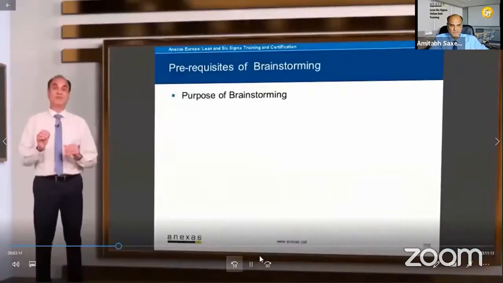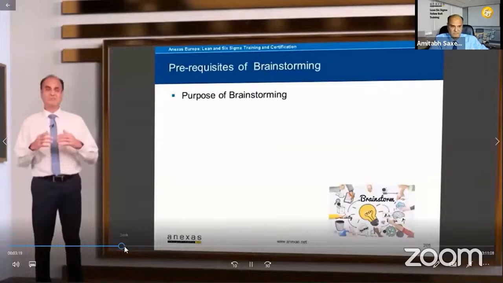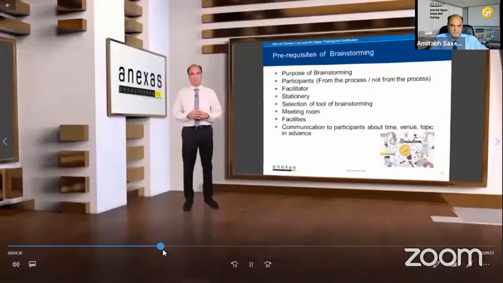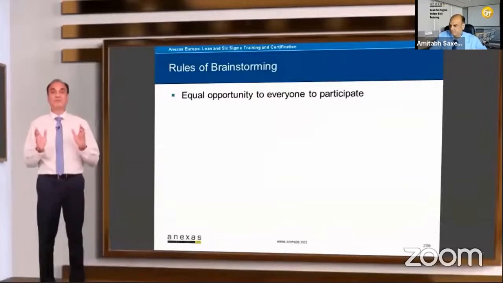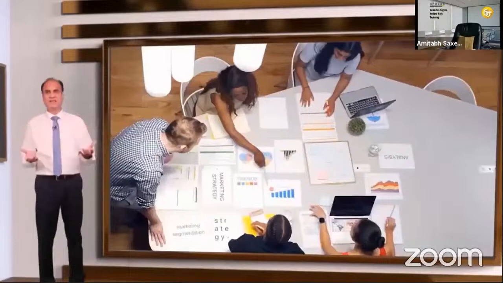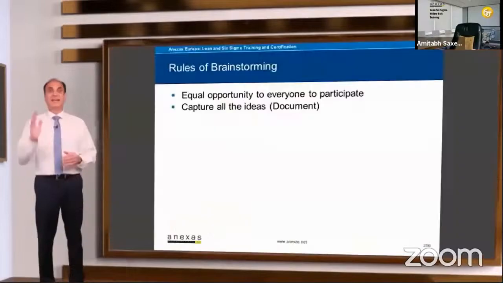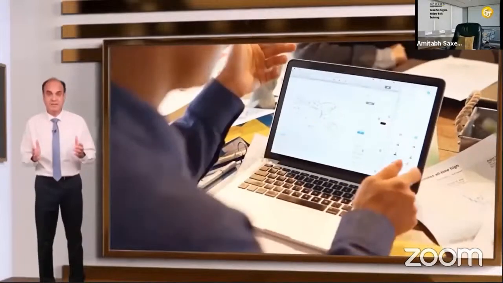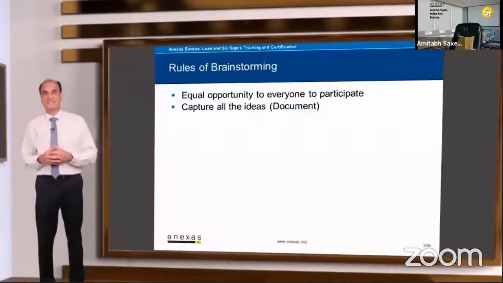First, the purpose of brainstorming should be clear to everyone who is participating in the brainstorming. So it's better to follow the rules in brainstorming. The rules of brainstorming are: give equal opportunity to everyone who is participating. So tell them to participate, and you can use different techniques. As I told you, we will be learning in the improve phase. Capture all the ideas, so document all the ideas, whatever is being discussed, whatever ideas the participants are given, someone should be there to document, or a scribe you can appoint to document all the ideas.